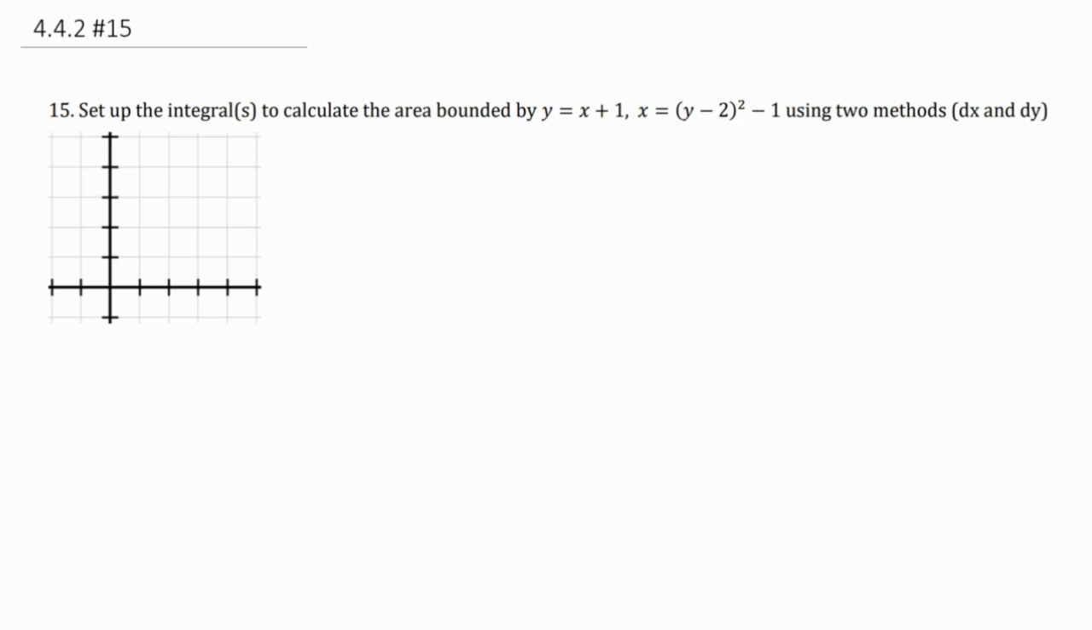All right, so to set up the integrals to calculate the area bounded by both of these graphs, I want to do a sketch because I need to know which function's the upper function, which function's the lower function, and where they intersect. So I have y = x + 1, and I have x = (y - 2)^2 - 1.